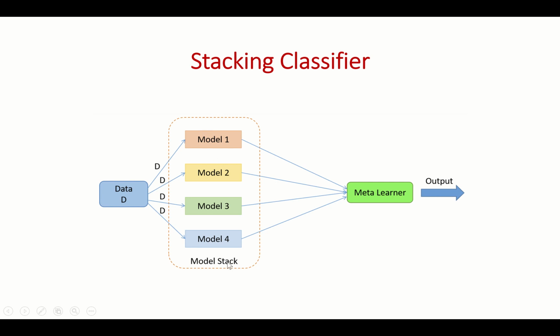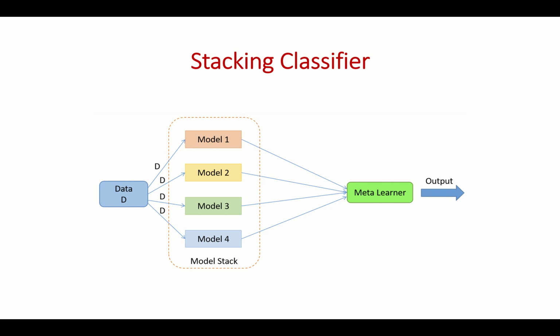In level 0 you select some classifiers, give them the same data and train those models. Here you can see there are 4 classifiers. All 4 classifiers are trained with the same data, and each one gives its own predictions. The predictions are given as input to another classifier, the meta learner. The output of this classifier is your final prediction. So this is your stacking classifier.